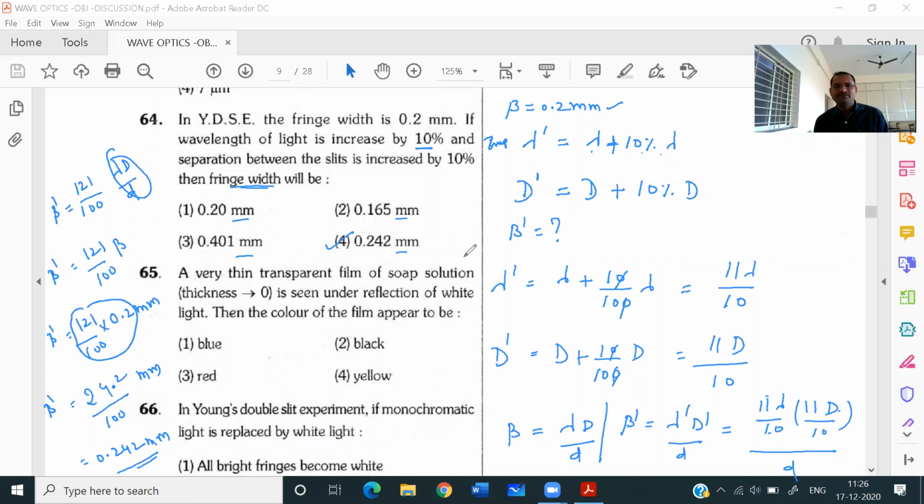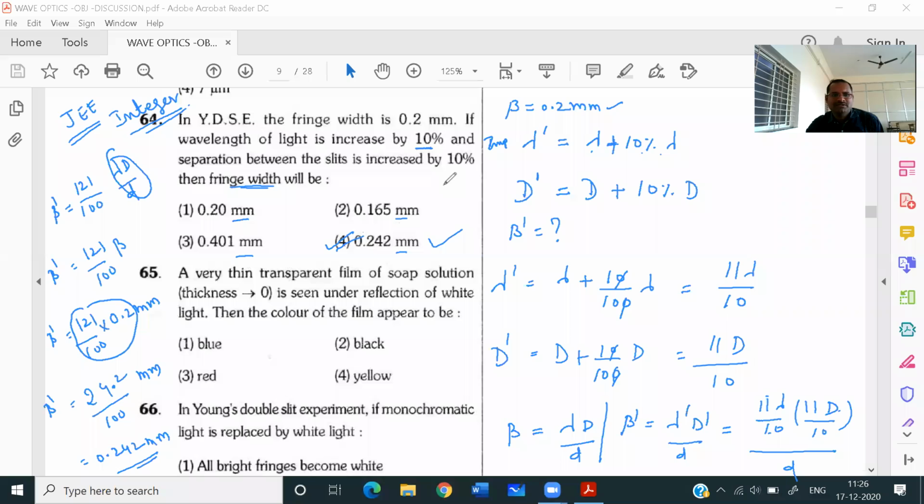And JEE students, listen, you may get this type of question as integer type questions. JEE students, be careful. Got it? Question number 64, the answer is 0.242. Clear?